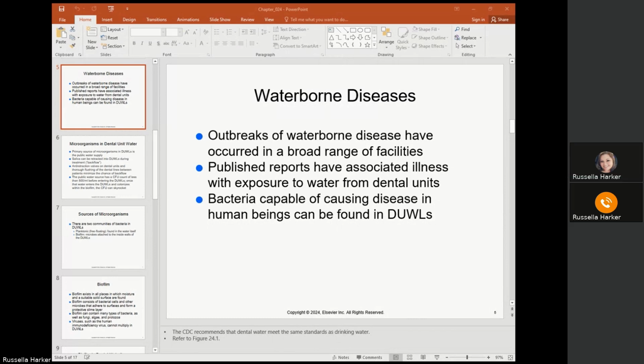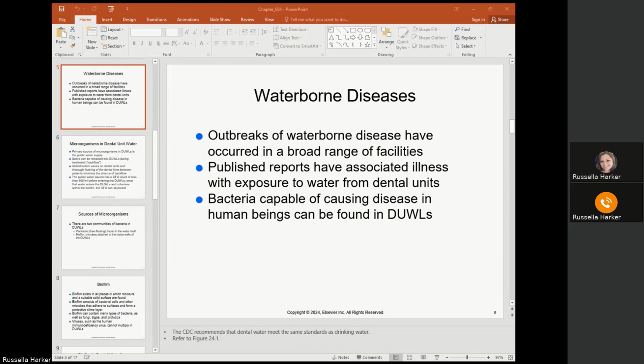So outbreaks of waterborne diseases have occurred in a broad range of facilities, including hospitals, nursing homes, schools, restaurants, and community water supplies like swimming pools and spas. Although there's no evidence that suggests a widespread public health problem, there have been published reports of illnesses associated with exposure to water from dental units. There is bacteria capable of causing disease that can be detected in dental unit water lines, which is a reason for concern.